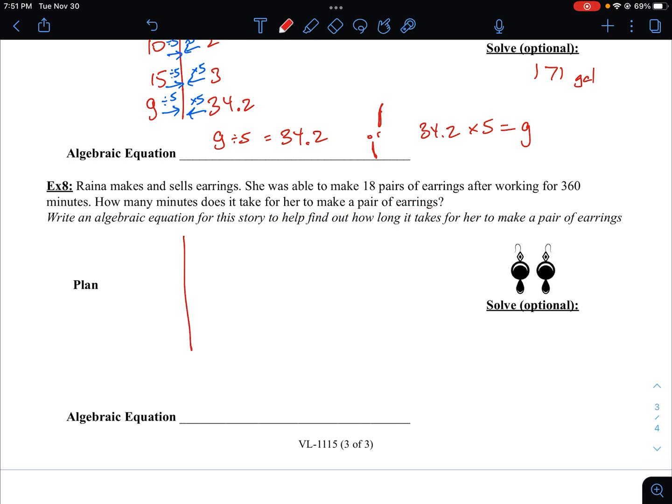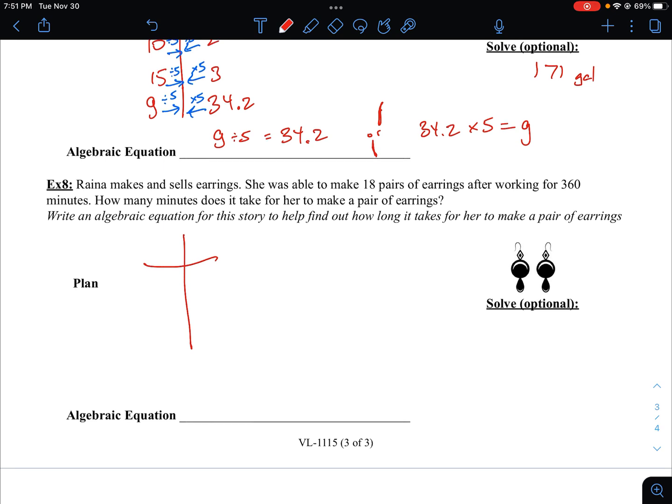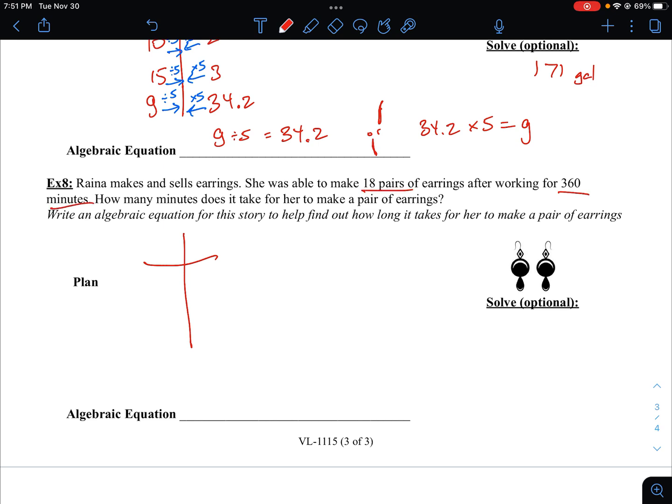Let's see if we try to set up a table. Now, you may know how to do this without a table, and if you can, that would be awesome. If you can't, let's see how a table can help us. So she made 18 pairs of earrings working 360 minutes, so 18 earrings after 360 minutes, right? It's the number of earrings. And this is the number of minutes. Now, how much does it take for her to make a pair? So that's one pair of earrings. How many minutes? I'm going to put M.